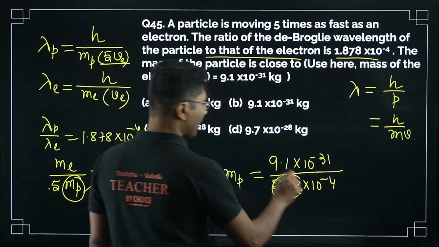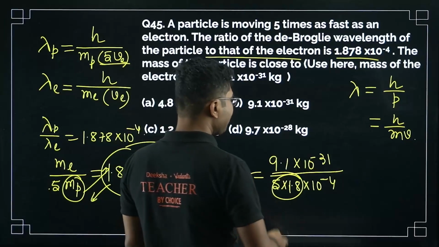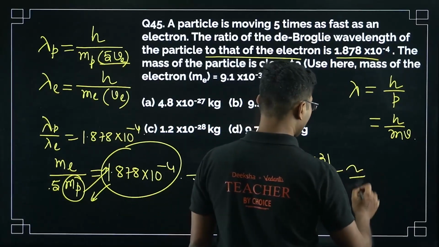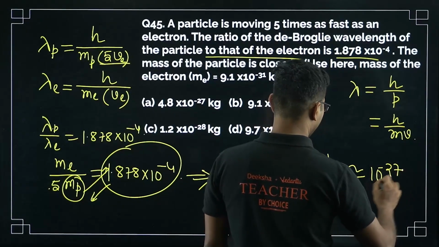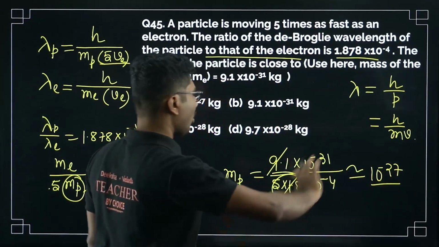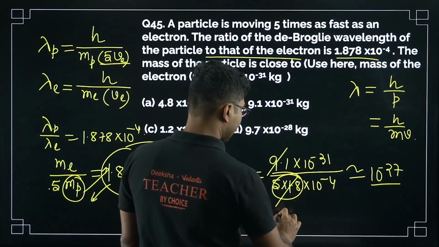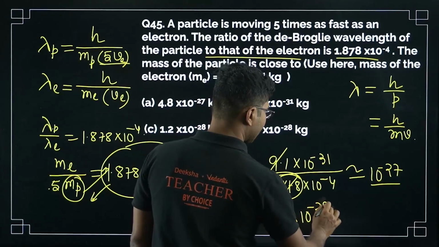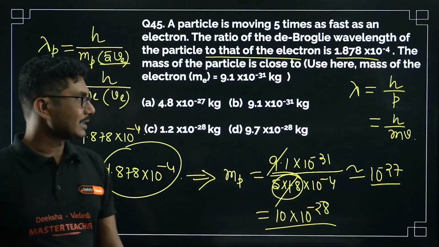Now 5 into 1.878 is almost close to 9. So 9 and 9.1 they will cancel. We get this as very close to 10 to the power of minus 27. Or we can write this as 10 into 10 to the power of minus 28. We have multiplied with 10 and 10 to the power of minus 28.